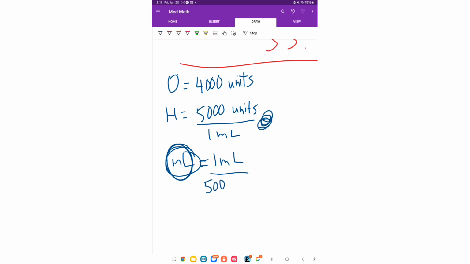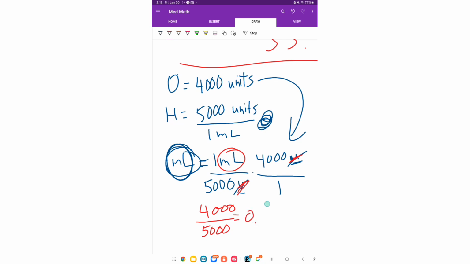So I'm going to put down the ratio of 1 milliliter over 5,000 units. I'm just going to do U just to shorten it out. And I want to cross cancel. So I will write down what is ordered right here. Again, just putting units to shorten the answer. So this cross cancels, this cross cancels. What I'm left with is 4,000 over 5,000 milliliters. And that ends up being 0.8 milliliters.